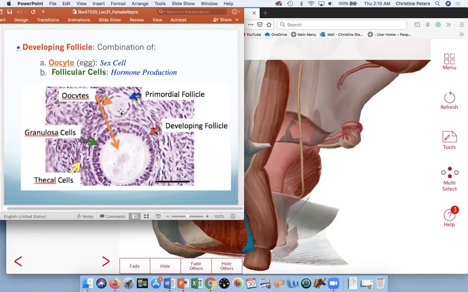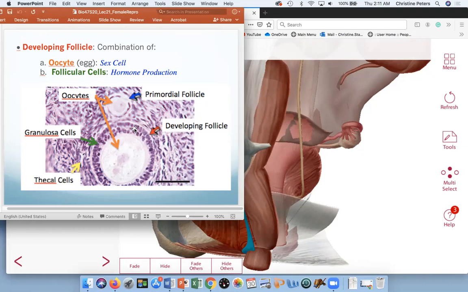But if they're stimulated by follicle stimulating hormone, they'll start to develop, and they'll go from a quiet squamous shape into an active cuboidal shape. So this is a developing follicle right here. I can tell because I have my follicular cells, which are now actively producing hormones in a cuboidal shape, and there are actually more than one layer of them.